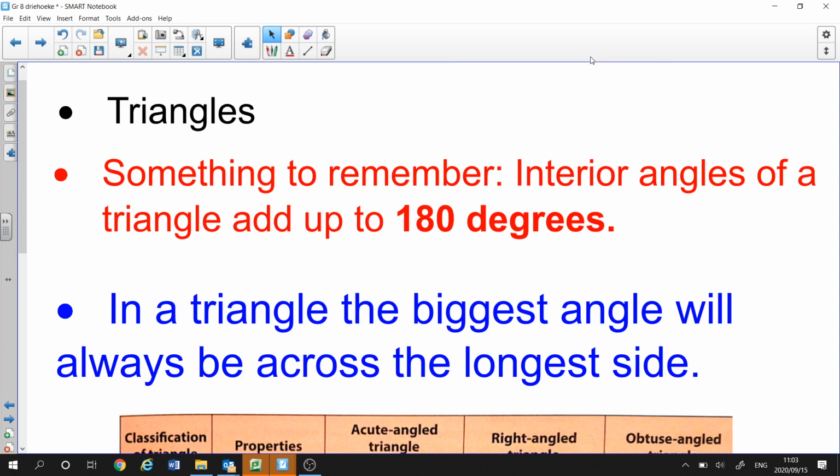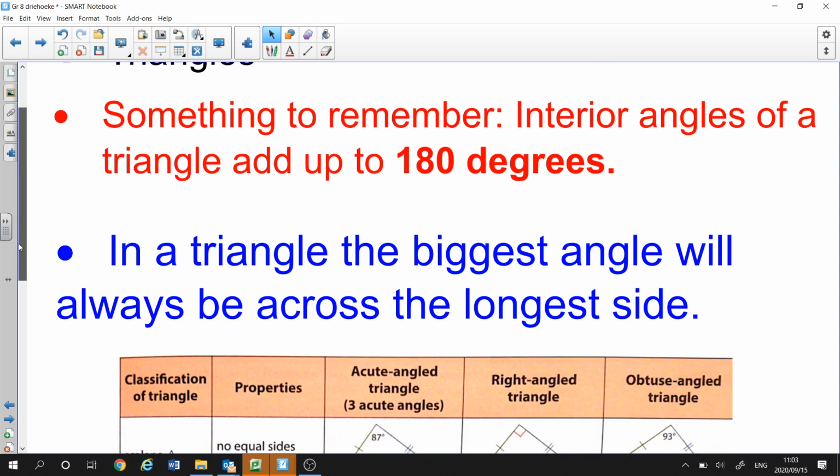Right, before we start with the work, please remember that the interior angles of a triangle will always add up to 180 degrees. So it can't be more than 180 degrees and it will always add up to 180 degrees. In a triangle, the biggest angle will always be across the longest side. Remember that, that's a basic principle to know.